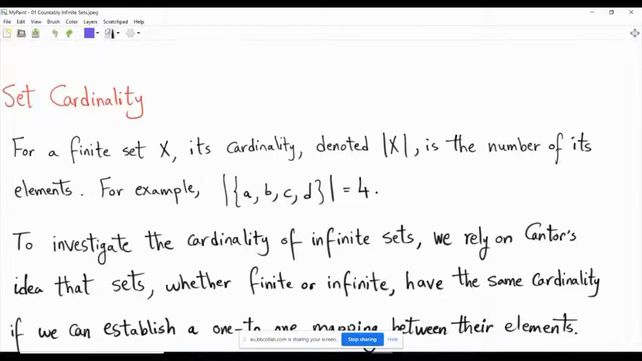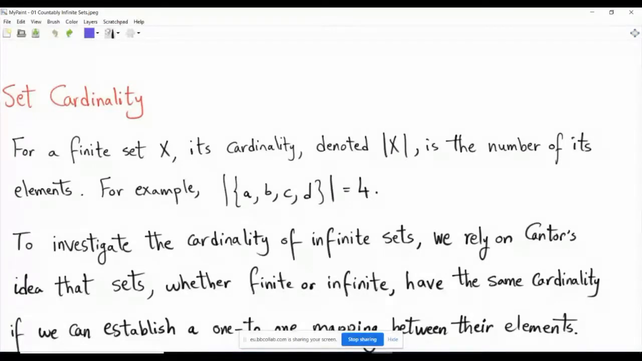Probability, we need to understand things like random variables and sample spaces. And to understand these things, we need to understand terms like countably infinite and uncountably infinite, and so on and so forth. So our starting point in this course will be set cardinality.